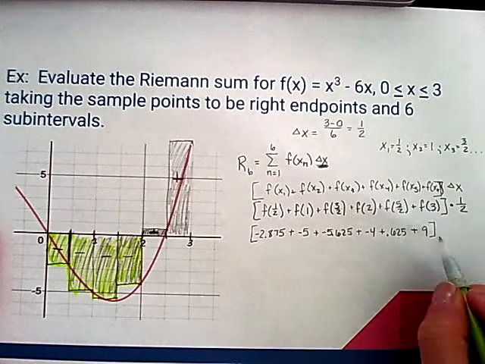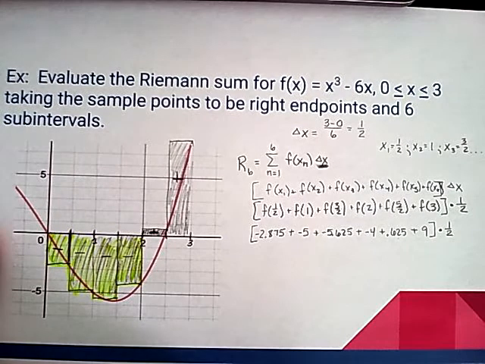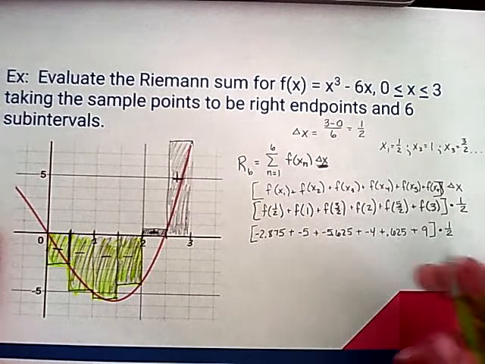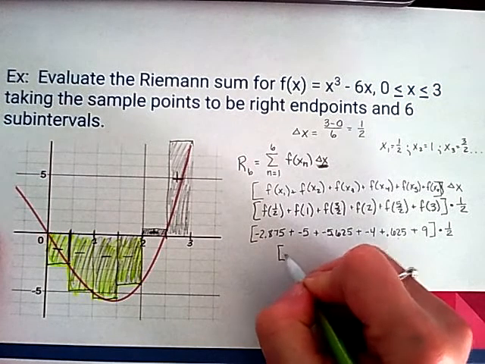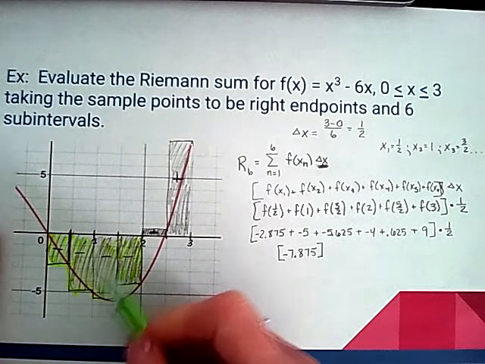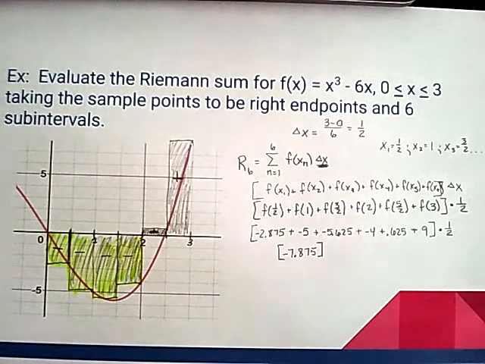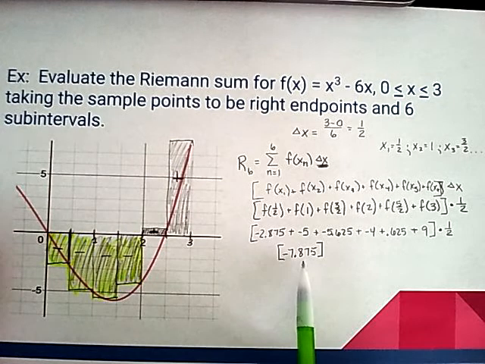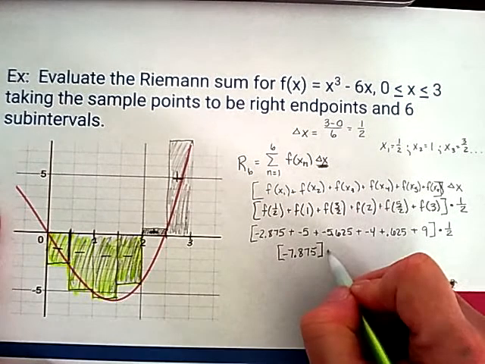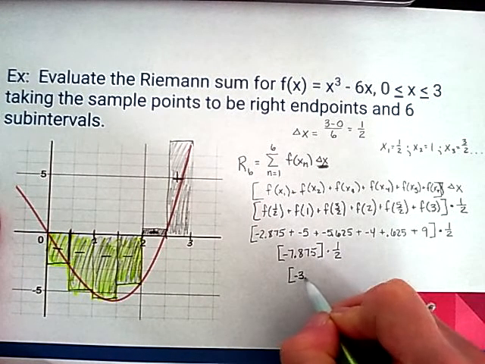When I add all that together, I multiply it by my delta x, which is 1/2. After I find this sum, I find that it gives me a sum of negative 7.875, and visually I can see that my negative values are way more than my positive values. So my area should end up being a net area of negative 7.875 times 1/2, and that's going to conclude with negative 3.9375.